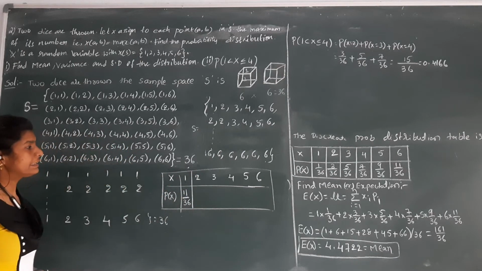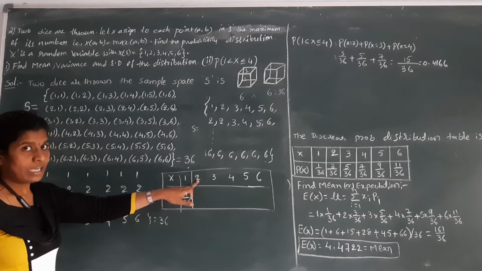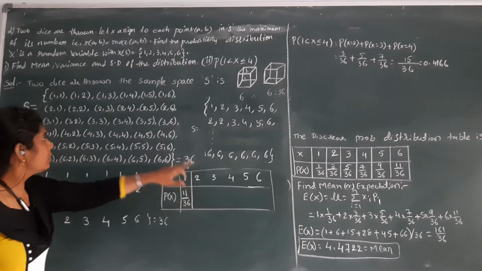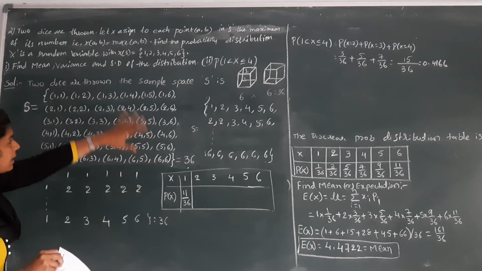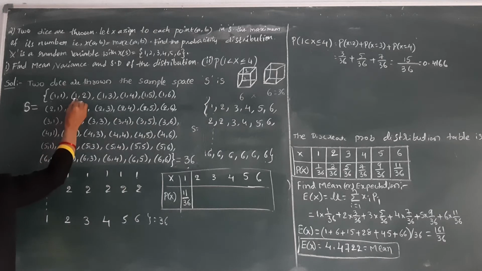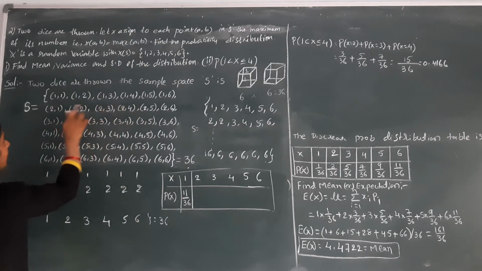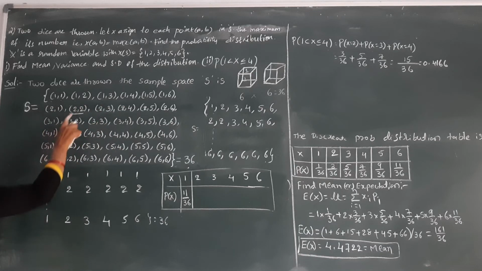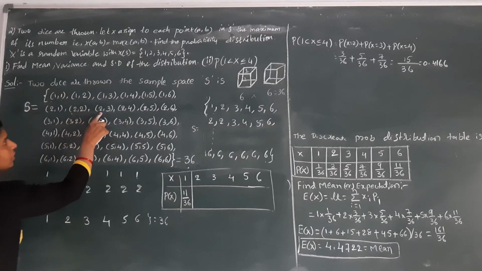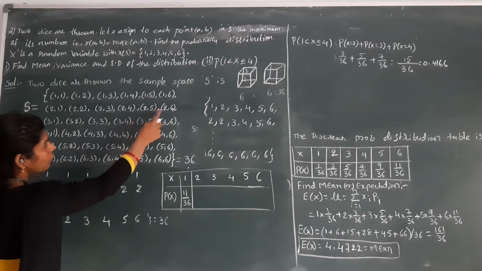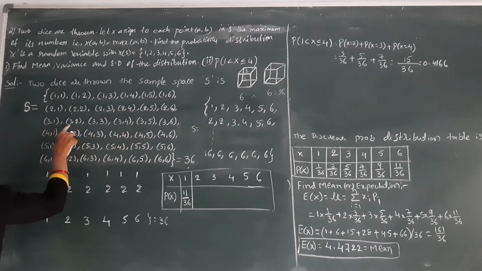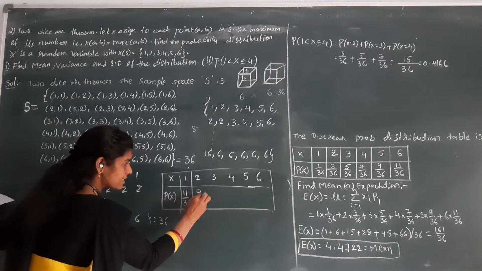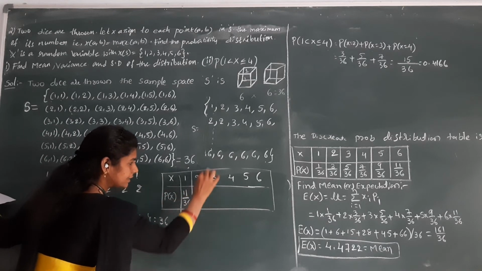Okay. Next, 2 is the minimum value in the pair of the dice. So 2 is the minimum value in the complete pair of dice. See here, 1, 2 is the minimum value. See, 2, 2. 1, 2, 3, 4, 5, 6, 7, 8, 9. 9 cases out of 36.